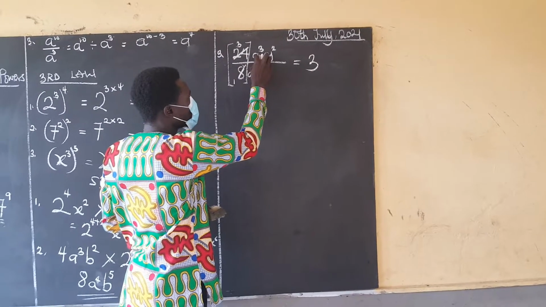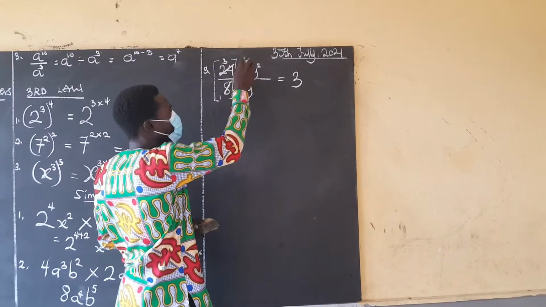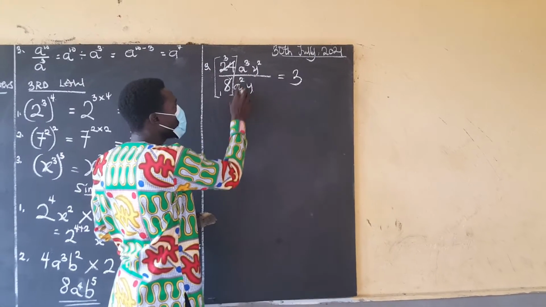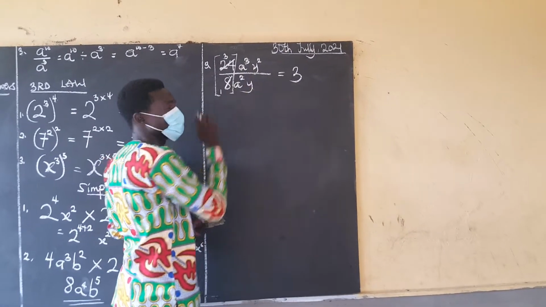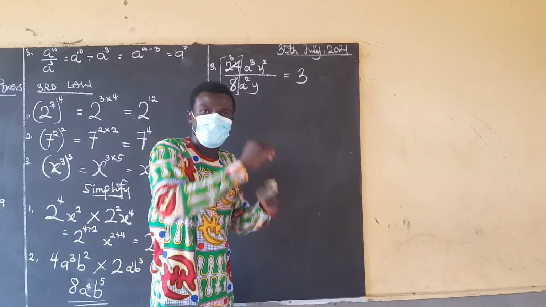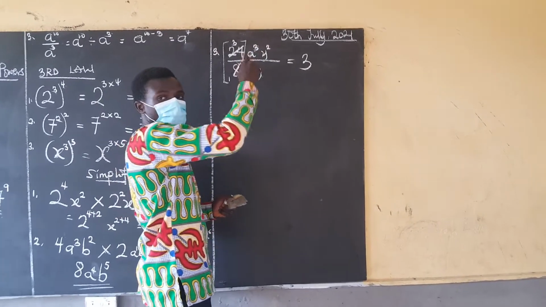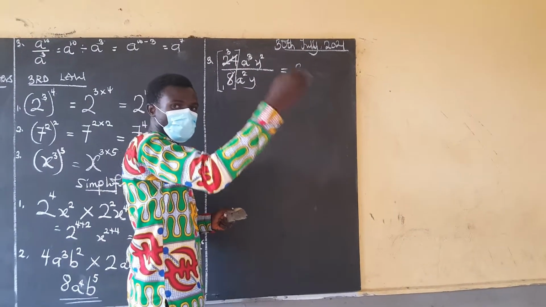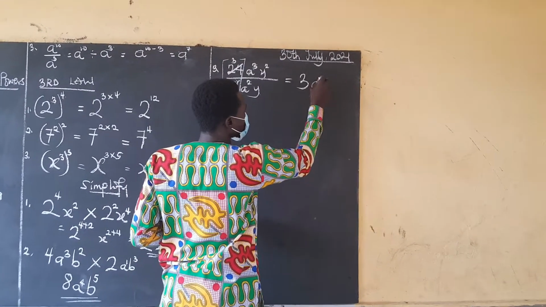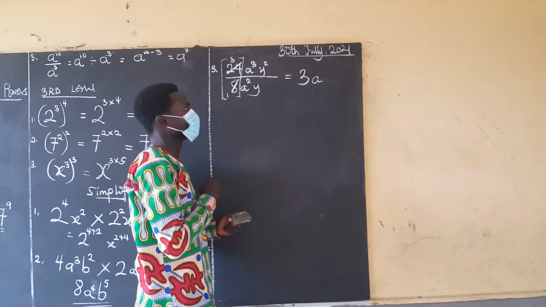Now you come to this one, a cubed over a squared, or a raised to the power 3 over a squared. I'm dividing, and the bases are the same. The second law says, if you are dividing and the bases are the same, subtract the powers. So if I subtract 2 from 3, it will give me 1. So I'll write a raised to the power 1, or you can choose not to write the 1.